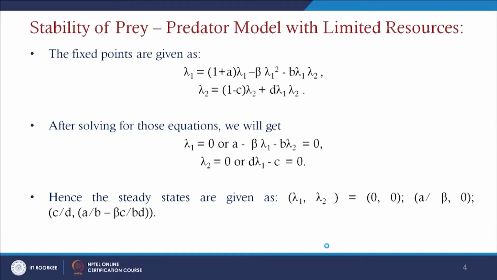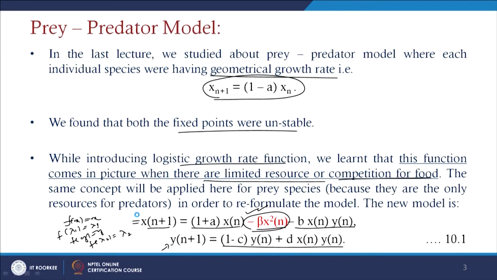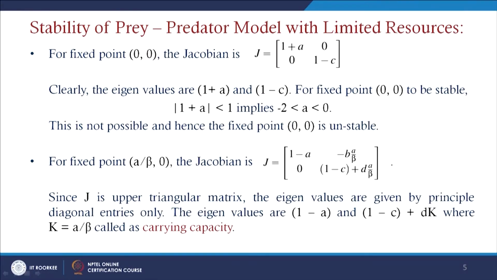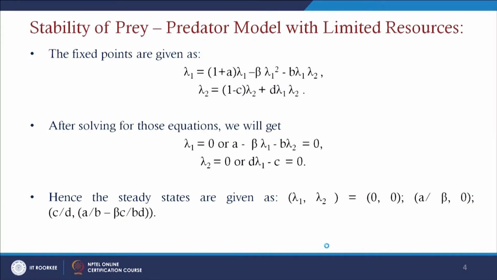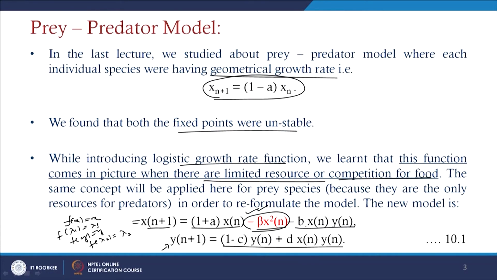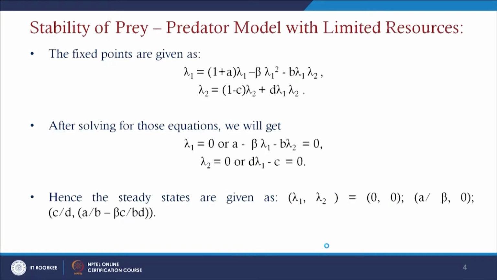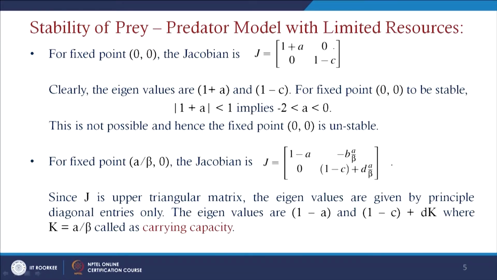just differentiate this with respect to x here. If you differentiate this with respect to x, then we find 1 plus a minus 2 beta x_n minus b y_n. And for the second term, if you differentiate this with respect to y, then you will have only minus b x_n. Since we are putting x equals 0 and y equals 0, this complete term is 0 here.